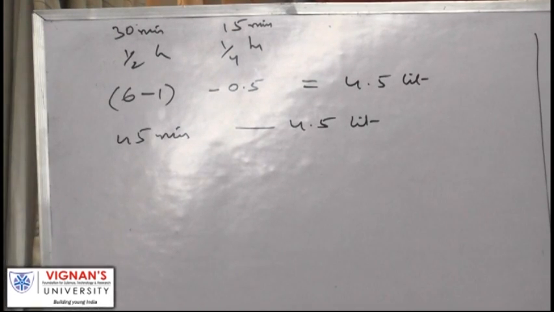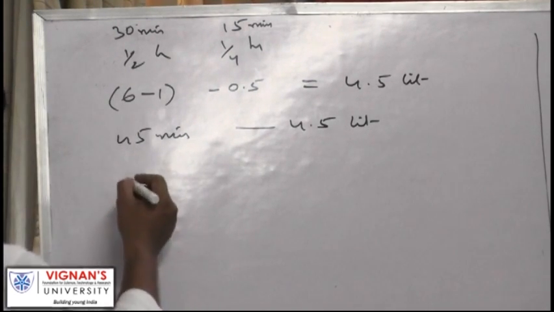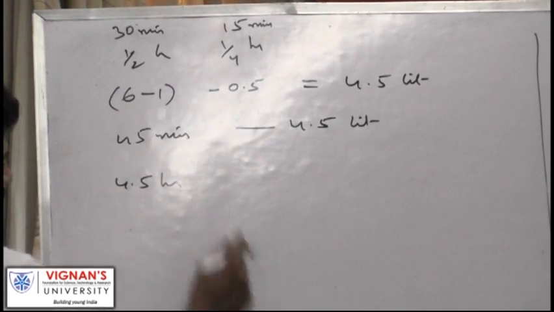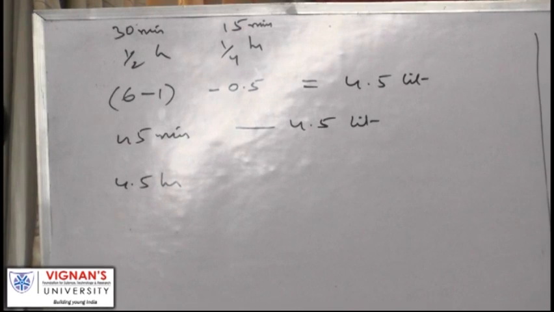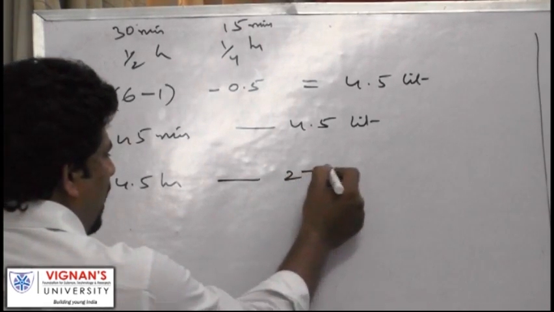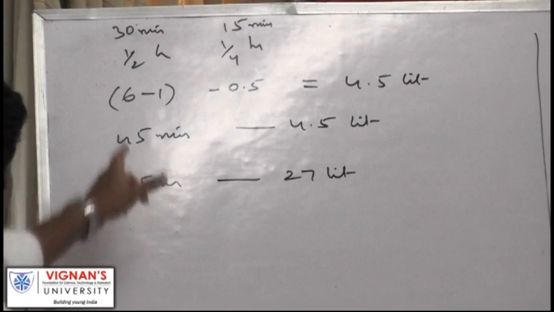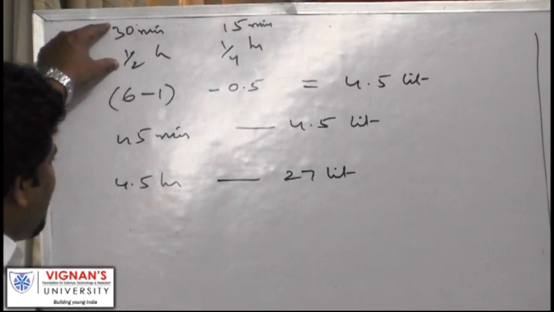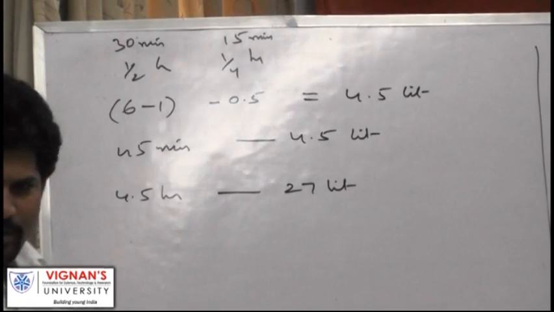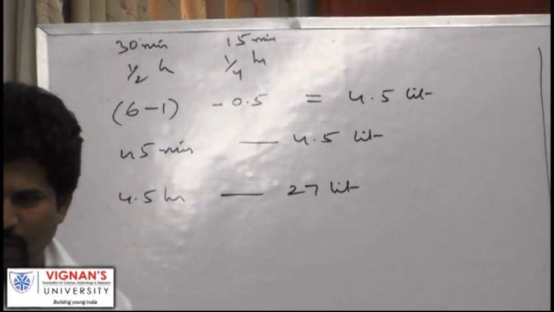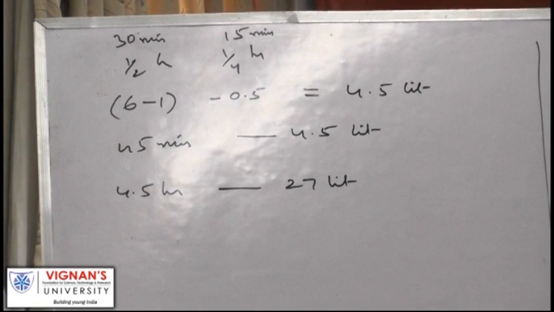6 times 45 minutes is 4.5 hours, 4 hours 30 minutes. What part of the tank is filled? 27 liters is filled. Now, a fresh cycle is starting. Here in the first half an hour, 30 minutes, 5 liters will be filled.